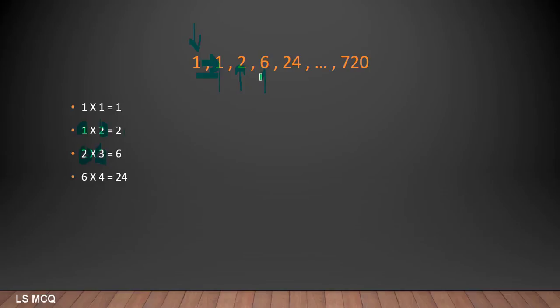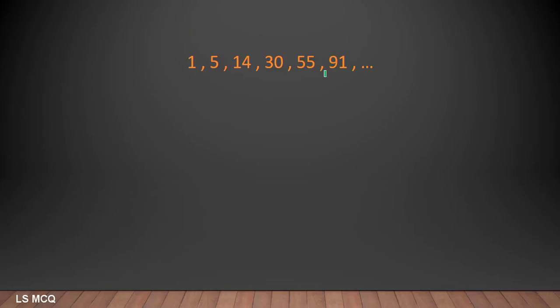Now we multiply the fourth term by 4. So 6 into 4 is 24. To get the next number we multiply the fifth term by 5. So that is 24 into 5, which is 120. So this number is 120. This is 1, 2, 3, 4, 5, 6, 7, the seventh term of the series, so it should be 120 into 6, which is 720. Okay, let's move on to the next one.